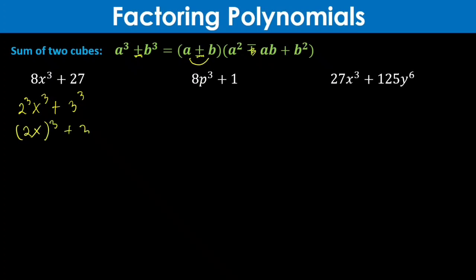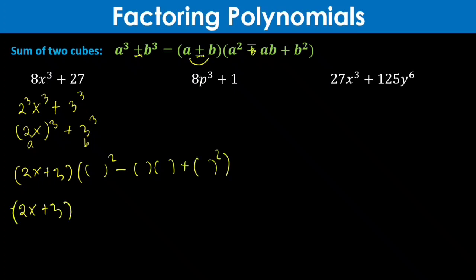That's 2 cubed plus 3 cubed. And this is already in the form of sum of cubes, where our a is 2x and our b is 3. Now we can write this as a plus b, which is 2x plus 3, and then we square this, or you can write it like this: a squared, then minus ab, plus b squared.